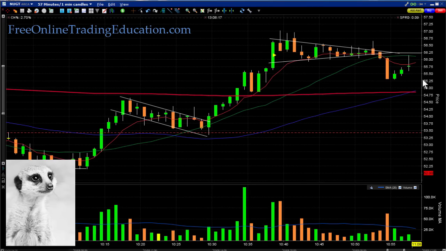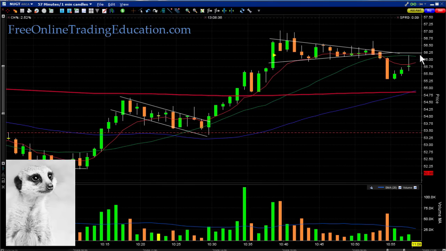There's one thing about a symmetrical triangle you need to know. There's another possible line of support and resistance besides all the moving averages, and that is the apex of that symmetrical triangle. That can act as support and resistance. So if it hits that and then rolls down, I'm going to go ahead and go short.